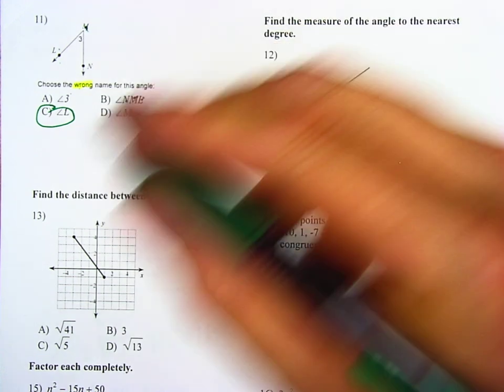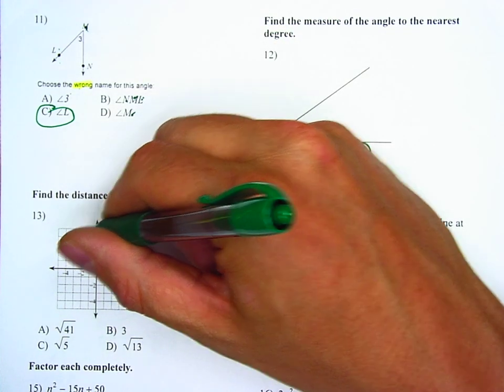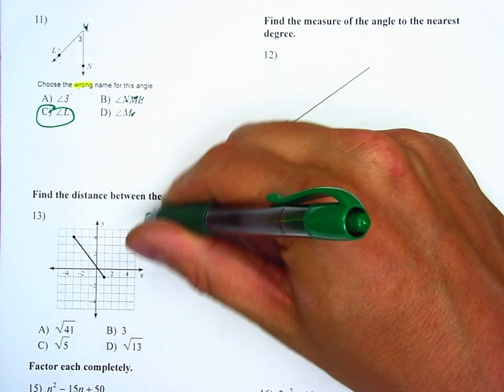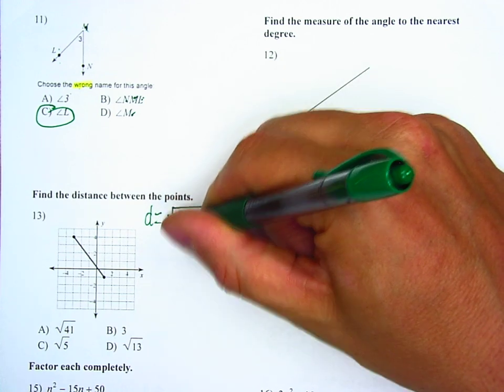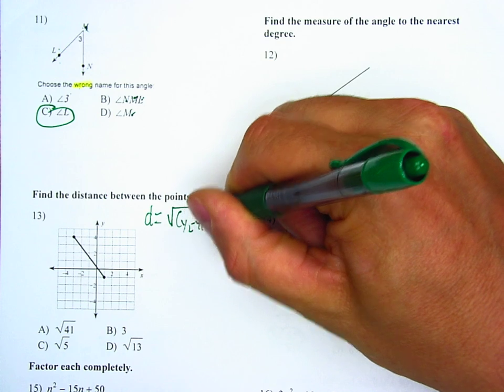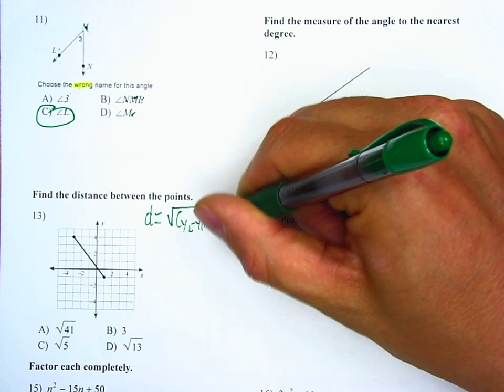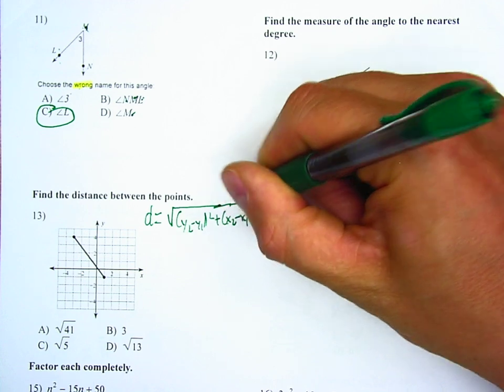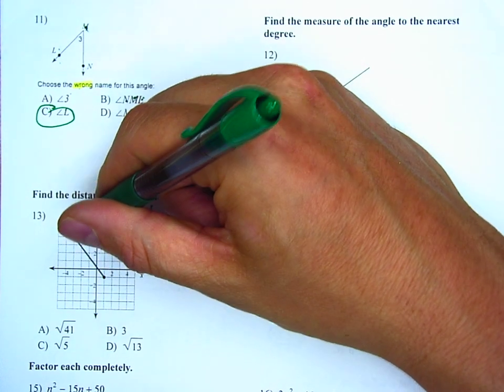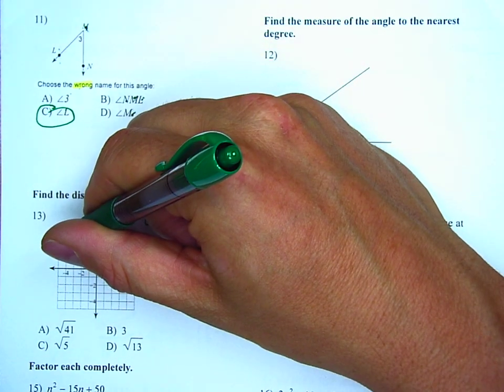All right, find the distance. So here I'm looking at change in x, change in y, square rooted. Distance is equal to the square root of y2 minus y1 squared plus x2 minus x1 quantity squared. So you can go with the y's or the x's first. Let's go with the y's first.